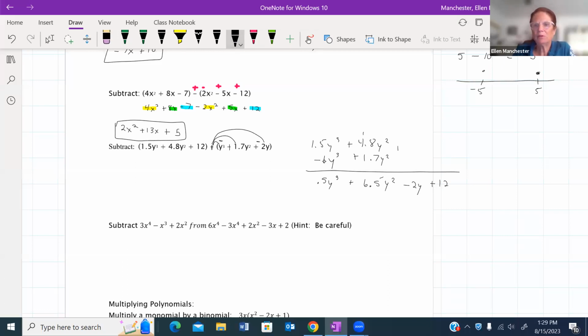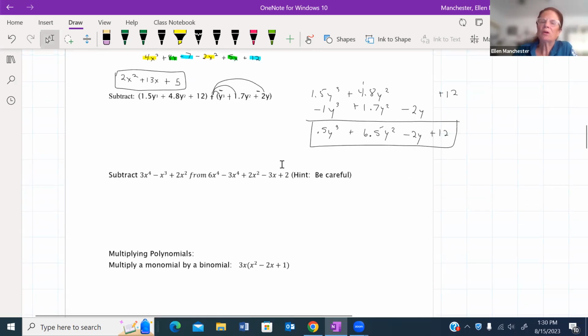So remember, there's no y term. I'll do it this way. There we go. Now it looks a little better. Okay, so there is your solution, or answer to the polynomial.